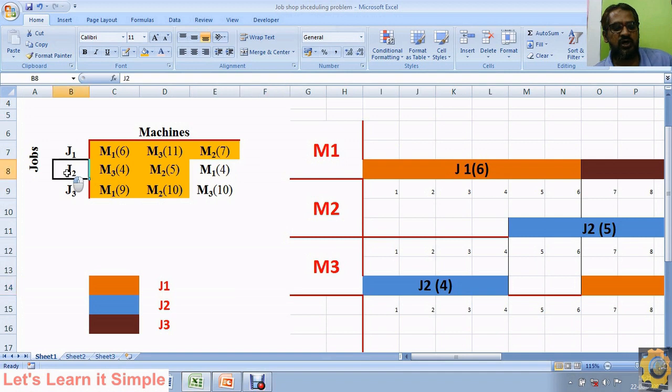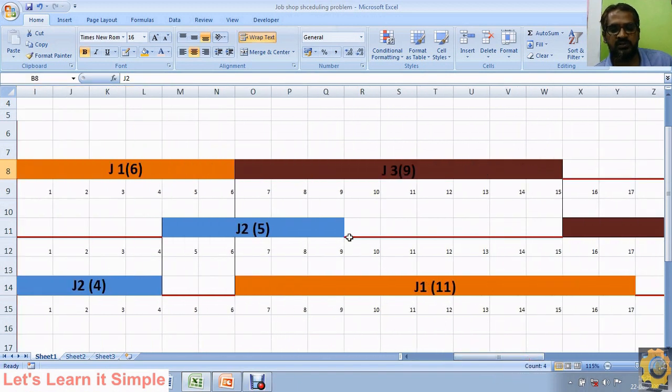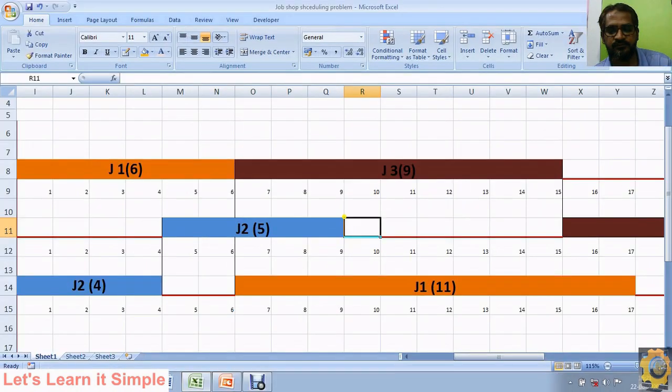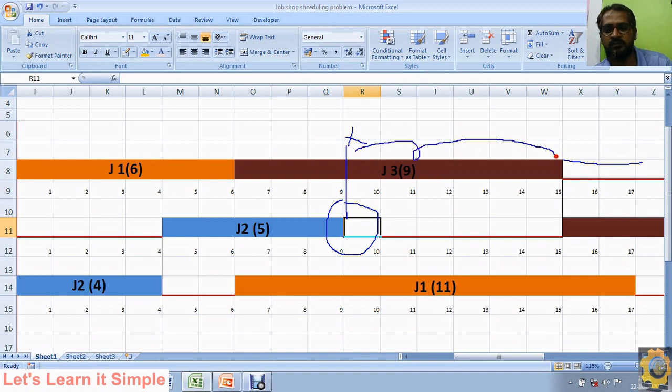Next, job 2, after M3 and M2, it has to go to M1. So where is job 2? Job 2 is here. At the 9th time it is ready. I cannot enter here first. Therefore, I can start only from here, because till this time unit job 3 is in process. Therefore, I can admit J2 at the end of the 15th time unit.